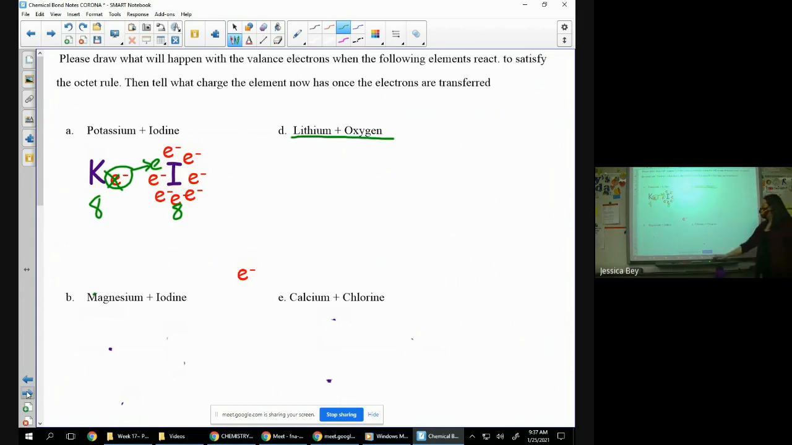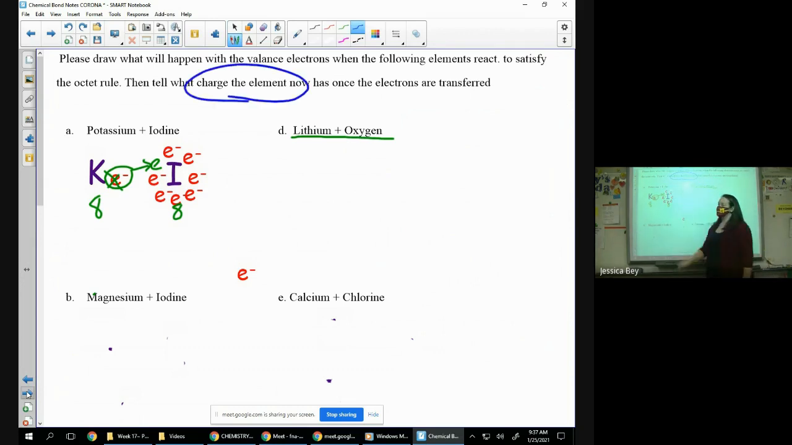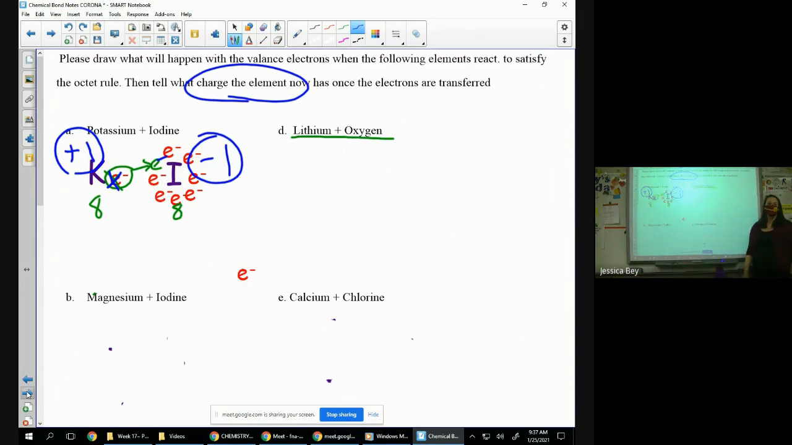But now he says, please tell me the charge the elements will now have. Okay, so you can either use the charges we just wrote up there, or you can mathematically think about it. If I lost a negative electron, I'm going to become positive by 1. So potassium turns into a +1. And if iodine gained a negative electron, he's going to be negative by 1. Okay.